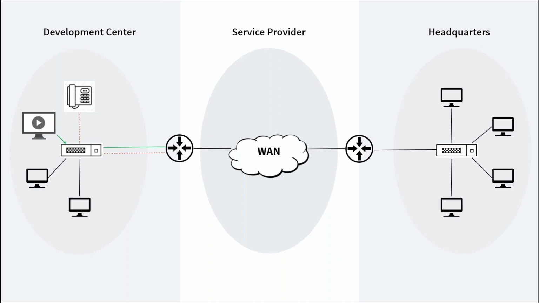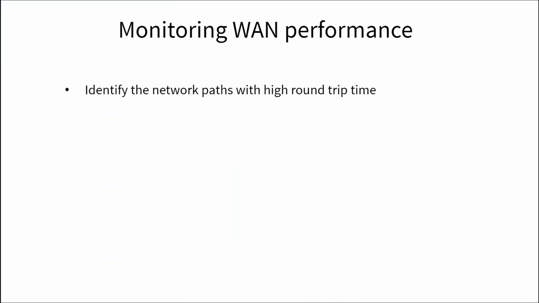So that's what we're going to see here. So the first thing is, how do you monitor them? How do you monitor the WAN performance? We'll be able to do multiple activities. One is identifying the network paths with high round trip time, because if the round trip time is high, you're eventually going to lose data. There's going to be data transmission loss. So you don't need to have that happening.